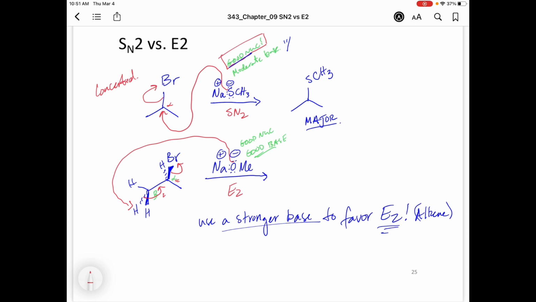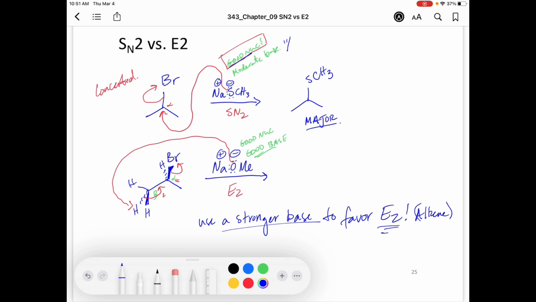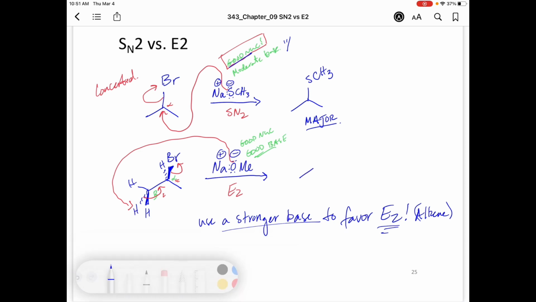But we're making an alkene, all right? So let's draw what we have from here. So we have 3 carbons in our starting material, so we're going to get 3 carbons here. That didn't change. The only thing is we lost a hydrogen and a bromide anion. So we have our alkene as the major product.